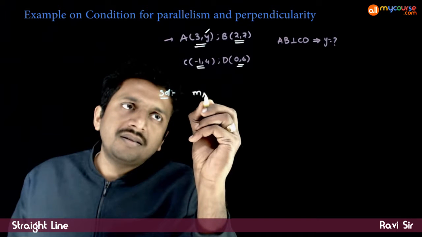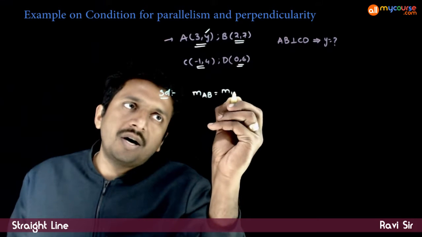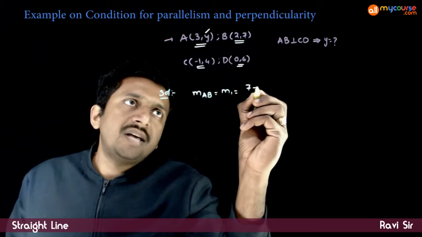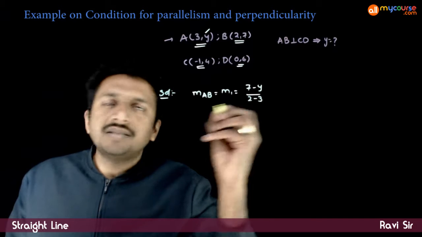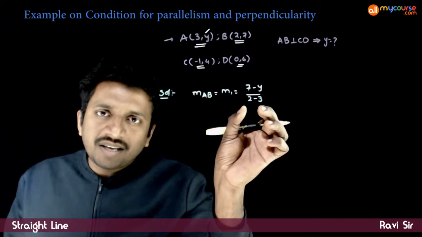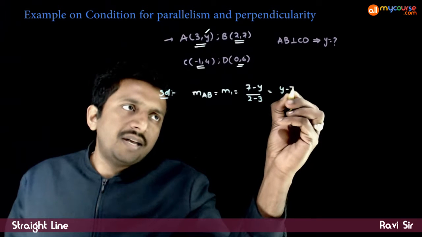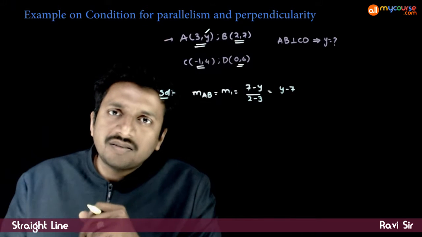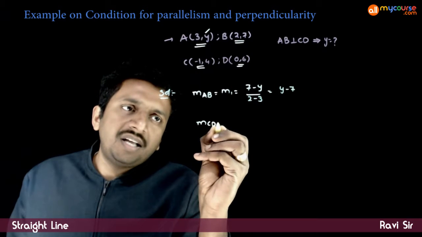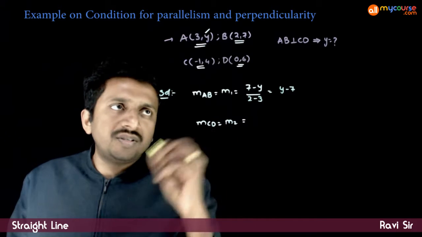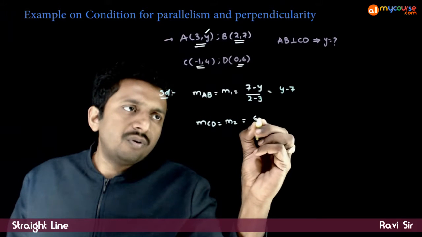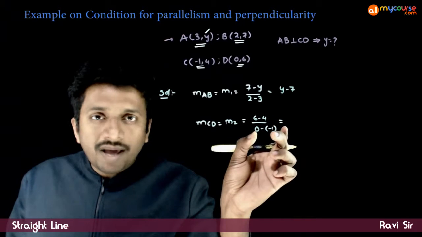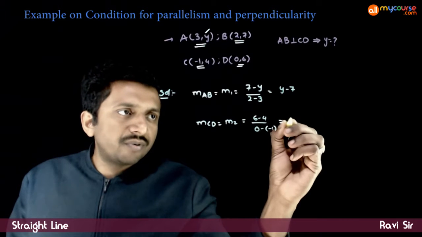So let us say that the slope of AB, let us call it m1, is equal to (y2 - y1) / (x2 - x1), which is (7 - y) / (2 - 3). So 2 - 3 is -1. That is equal to y - 7. So the slope of AB is y - 7. What is the slope of CD? Let us call it m2, which is equal to (6 - 4) / (0 - (-1)). So 0 - (-1) is plus 1, and 6 - 4 is 2.